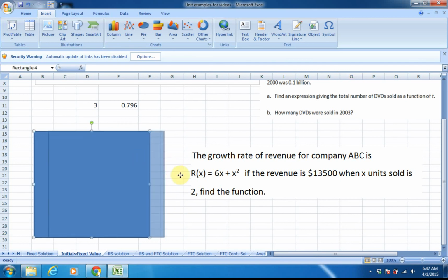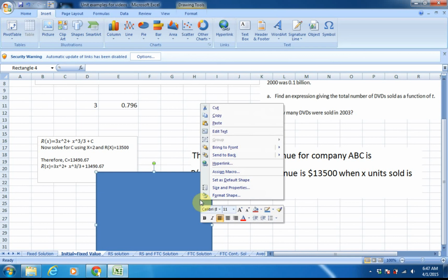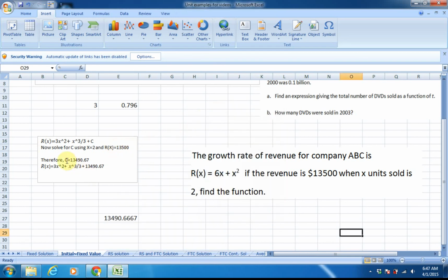And if you're coming back now, if you look in the text box here, I have my antiderivative, 3x squared, right? Because I would have 6x squared divided by 2, so that would be 3x squared, plus x cubed divided by 3 plus c. But now I really just want to solve for c using x equal to 2 and R of x equal to 13,500. So when I do that, I basically end up with the value of c.